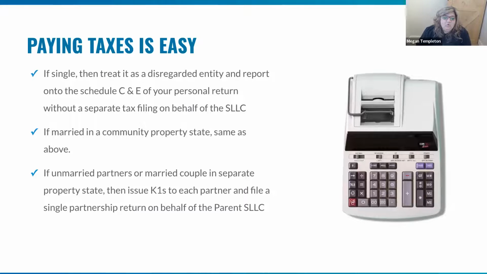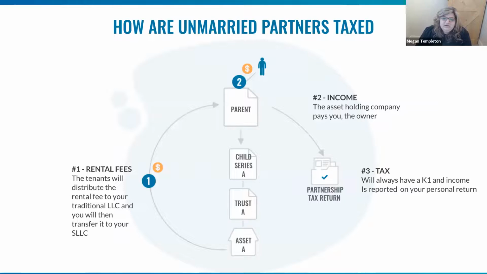If you're single or if you're married in a community property state, then it's a disregarded entity, goes on your typical filing return. You'll put your business activities on Schedule C and E depending on if they're active versus passive. Unmarried or partners are just going to issue a K-1, which I think most people are familiar with from typical partnership type deals. And then these diagrams give you a little bit of an overview of what that actually looks like as far as paying the taxes and how the income flows.